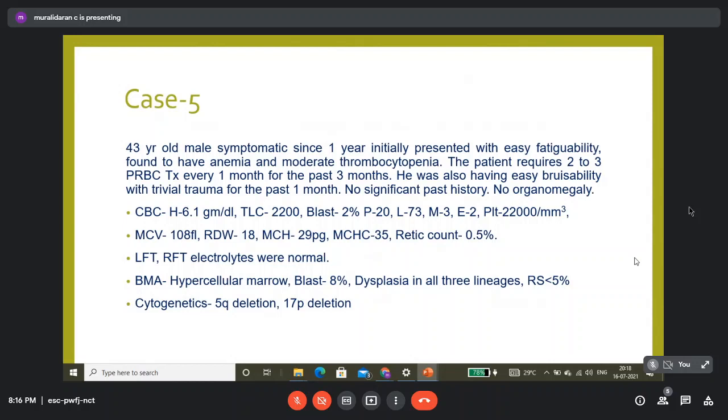CBC showed pancytopenia with a platelet count of 22,000 and Hb of 6, and peripherally we can see around 2% circulating myeloblasts. MCV was 108 and retic count 0.5%, that is less than 1%, and other LFT and RFT were normal. Because circulating blasts were there, I did a bone marrow. Bone marrow showed a hypercellular marrow, and the blast percent I counted was 8%. There is dysplasia in all 3 cell lineages. Ring sideroblasts are less than 5%. Cytogenetics we have done shows 5q deletion and 17p deletion.